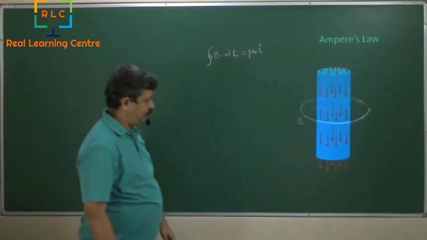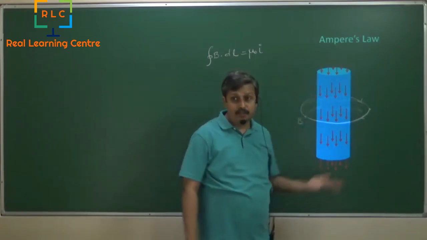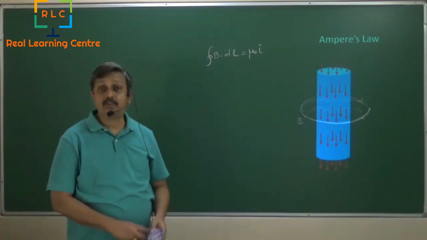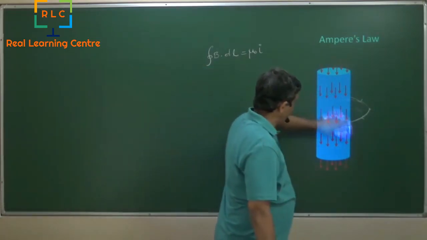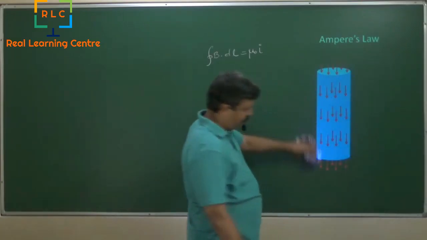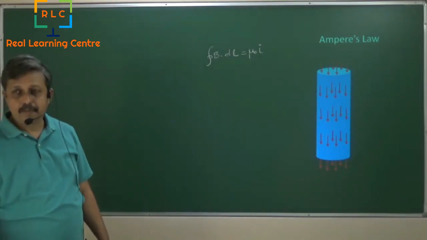So instead of a surface very flat like this, you could take a curved surface too. Even then Ampere's law actually works. You can take a surface something like this, and everywhere the B need not be the same. It can be different also on those points, as long as you multiply it properly.